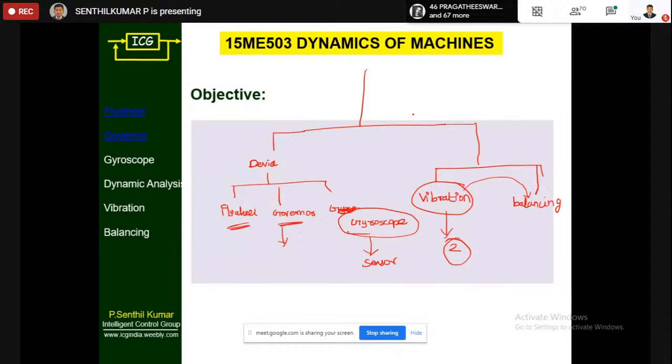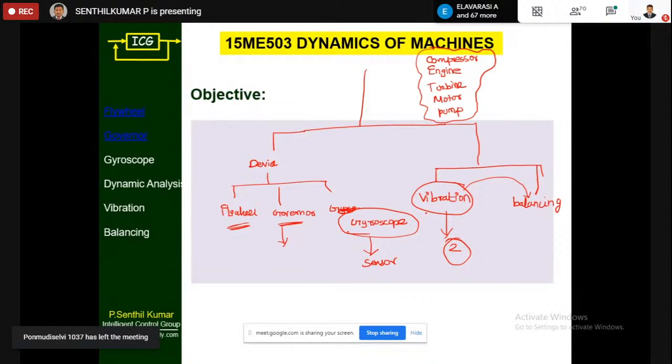In mechanical engineering, we have a lot of prime movers. For example, the engine is an example of a prime mover. Turbine is an example of a prime mover. Even motors we can take, like AC/DC motors. Then pump is an example, and compressor is an example of a prime mover. It's an energy source. Take all the energy sources in mechanical systems. All are rotating components. Compressor rotating, engine a rotating device, turbine rotating, motor rotating, pump also rotating.